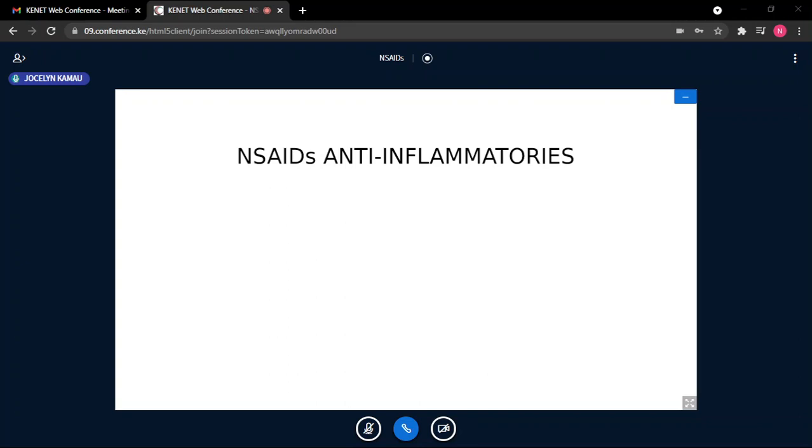The GIT protection, the cytoprotection, will be blocked. The platelet aggregation, there will be issues with clotting. There will be issues also with the kidney function, because you have blocked these prostaglandins that are responsible for that homeostatic process of the body.